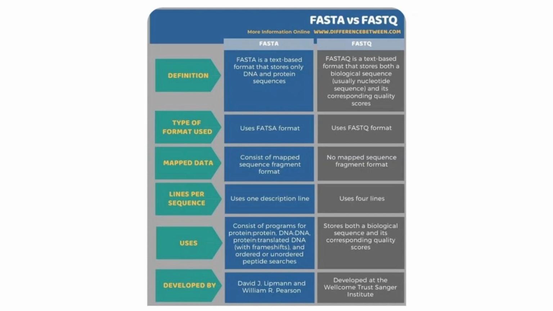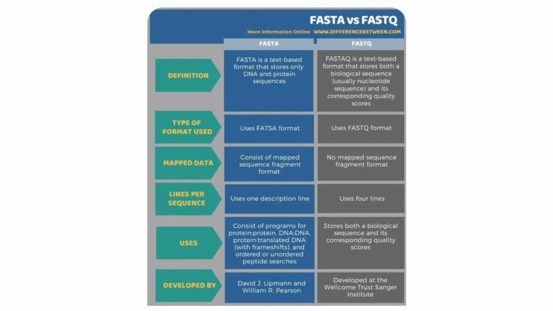What is FASTQ though? FASTQ is a file format used in the field of bioinformatics which stores both a biological sequence, usually a nucleotide sequence, and its corresponding quality scores. So FASTQ was originally developed by the Wellcome Trust Sanger Institute to basically bundle a FASTA formatted sequence and the related quality data. And with the development in the field of bioinformatics, FASTQ became the de facto standard for storing the output of many high throughput sequencing instruments. So the FASTQ format uses 4 different lines per sequence.